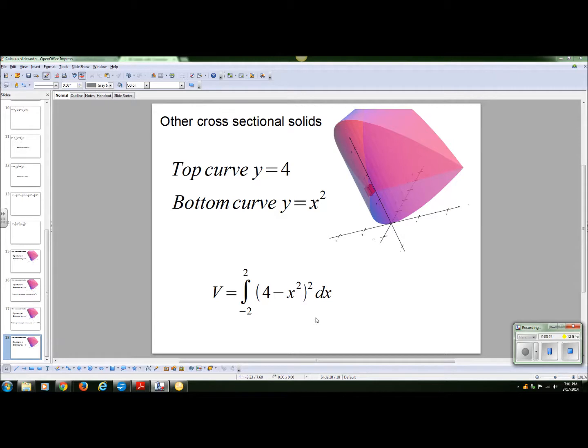I think solving this really shouldn't be too much of a problem. You could make a substitution, I suppose. Or you could actually just FOIL this out and break it up into your own separate integrals, and that will work just fine.